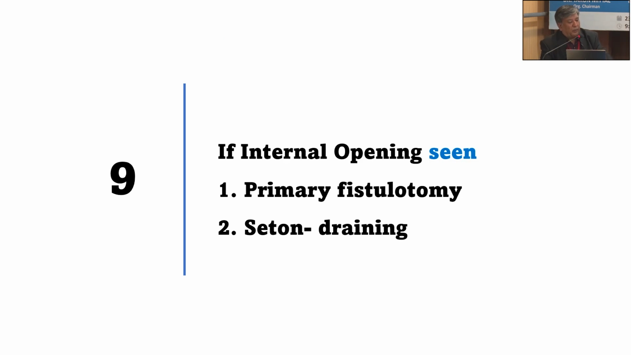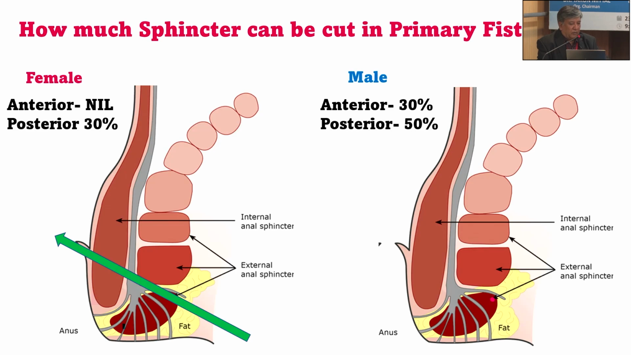If the internal opening is seen, you have 2 choices. Choice number 1, primary fistulotomy, if you are experienced. Choice number 2 is a seton. When do you put a seton? When the amount of muscle you feel over the probe is a lot and you don't want to sacrifice that much muscle. It's more than 30%. It's best to put a seton in and wait.